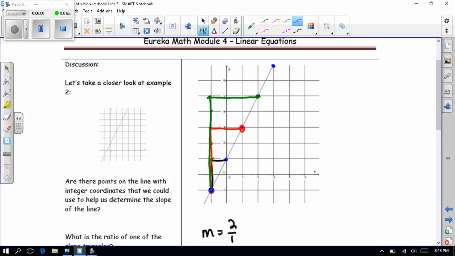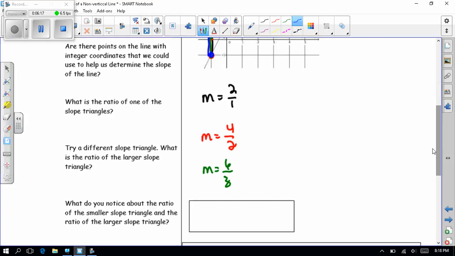And the last one, going up 8 and then running 4. I ran out of room, so we'll put it over here.